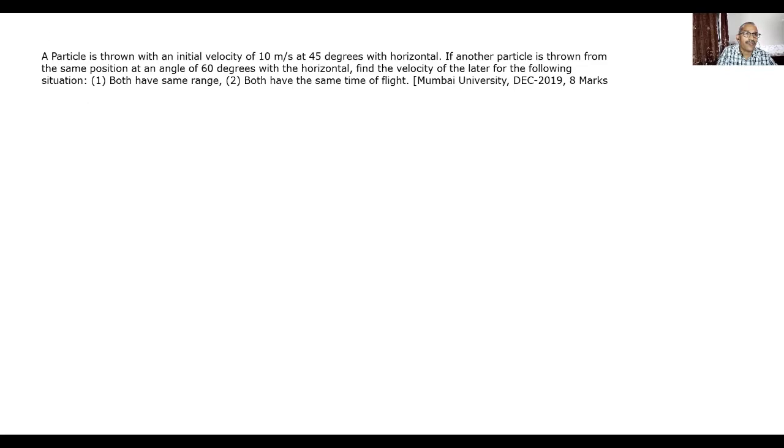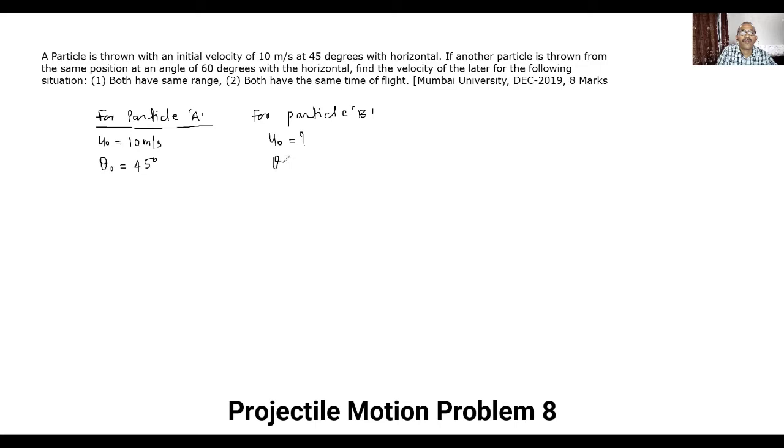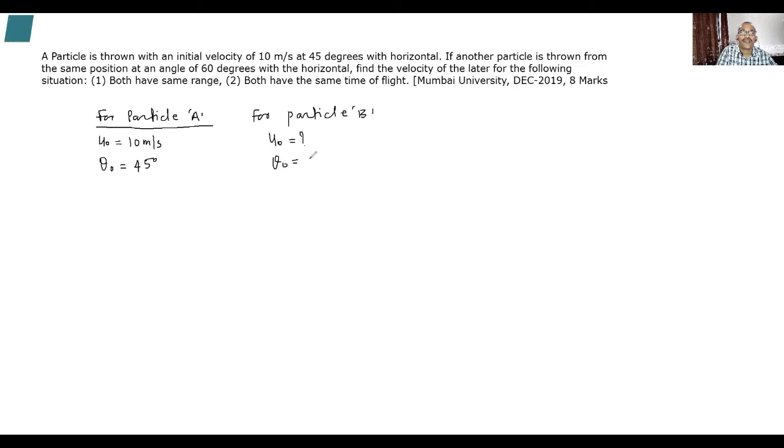First particle, we will assume it as particle A. For particle A, the initial velocity is given as u0 equal to 10 meter per second and theta 0 angle is given as 45 degrees. For the second particle, which is thrown later, for particle B, u0 is unknown, which we have to find out, but theta 0 is known. Theta 0 is given as 60 degrees with horizontal.